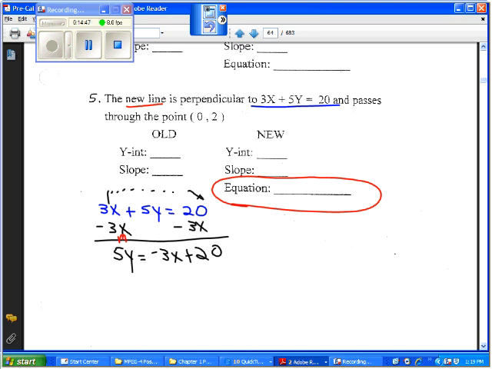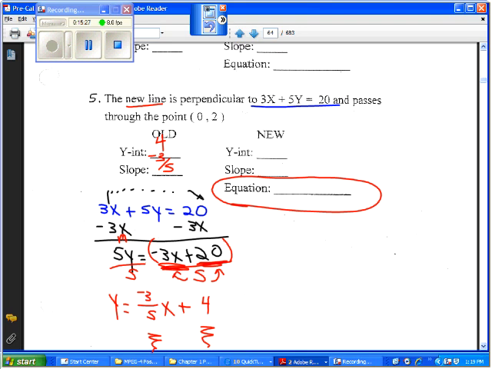Now we're going to undo multiplication by division. Good. We're going to divide by 5. We're going to remember to distribute our division, right? And so we're going to have y equal negative 3 divided by 5 x plus 20 divided by 5 is 4. So there's our old line written in slope-intercept form. So my old y-intercept is 4. My old slope is negative 3/5.